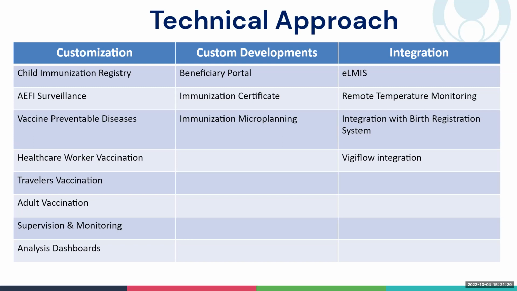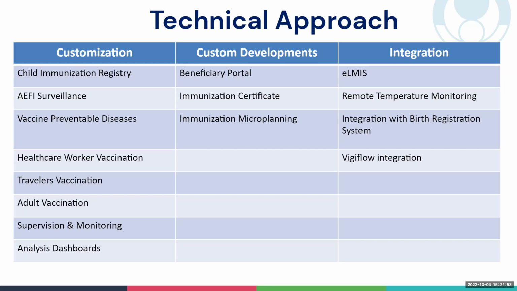For example, the beneficiary portal for letting the clients access their own records and producing immunization certificates. And then for immunization micro-planning, we had to do some custom developments. And we also had some integration requirements around ELMIS and remote temperature monitoring, Vigiflow integration. But what is significant to note here is that we adopted DHIS2 as the base platform, and DHIS2 has all this flexibility to produce custom development on top of it and to integrate it with other systems.